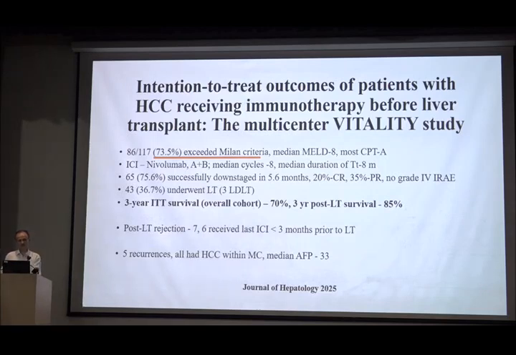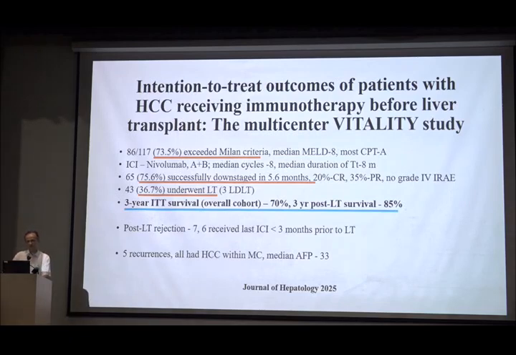Even in this difficult to treat scenario, nearly 3/4 of these patients could be successfully downstaged to within Milan at the end of 6 months, with 20% patients achieving complete response and 35% patients achieving partial response. And out of these, 43 patients went ahead with liver transplantation, including 3 LDLTs. The 3-year ITT survival of the overall cohort was quite good, 70%, and the 3-year post-liver transplant survival was also very good, 85%. There were just 7 rejections, and interestingly, out of these 7, 6 patients had received ICI therapy within the 3 months prior to the liver transplantation. 5 recurrences were there.